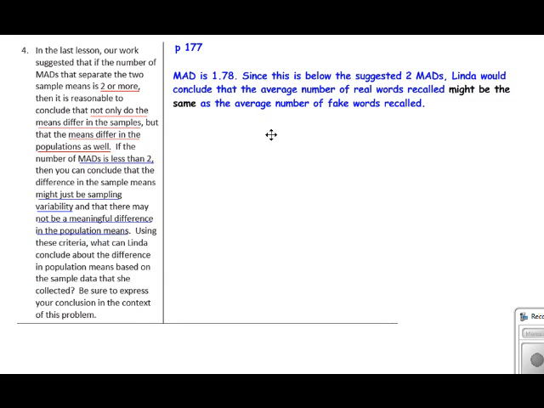Since the MAD is 1.78, and this is below the suggested 2 MADs, Linda would conclude that the average number of real words recalled might be the same as the average number of fake words recalled, because the number is less than 2. If the number is more than 2, then you would conclude that there's a meaningful difference between the population and that the number of real words recalled is more than the number of fake words recalled.